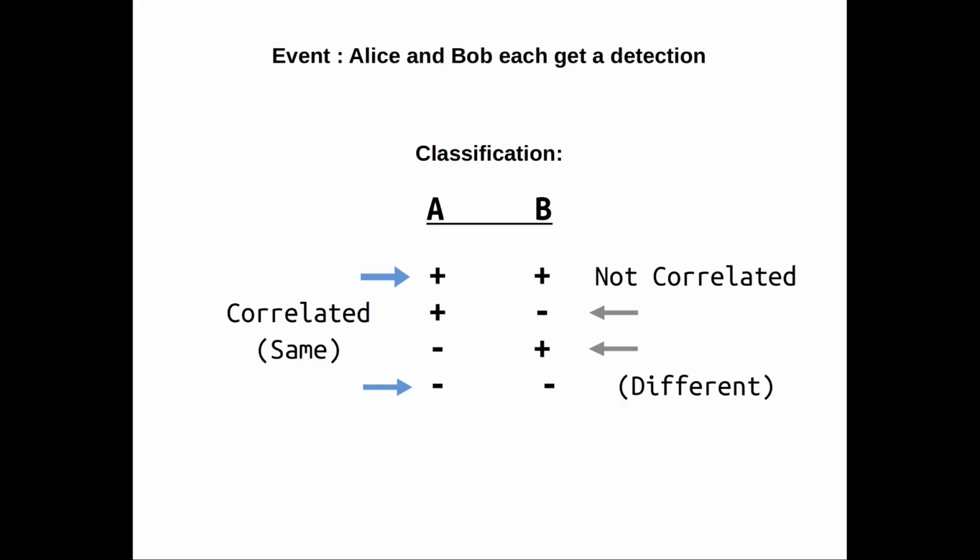As you remember, how do we make measurements in the quantum world? We count events. We first identify the event. In this case, it's when Alice and Bob each get a detection. We then classify the event. In this case, correlated classification means that Alice and Bob both get a plus or they both get a minus. If Alice and Bob get a plus and a minus or a minus and a plus, those are not correlated or anti-correlated. In other words, they're different. There are only 4 possible combinations: plus plus, minus minus, plus minus, and minus plus.